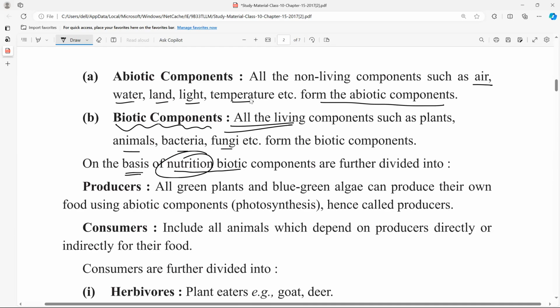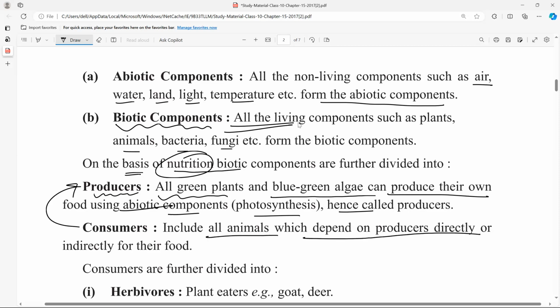One is the producers, which are all green plants and blue-green algae, which can produce their own food. They make food using abiotic components through photosynthesis. This means they obtain their food from non-living things, like carbon dioxide, water, and sunlight, using chlorophyll. So these are generally green plants that prepare their own food: producers. And consumers are those organisms that directly or indirectly depend on producers. The consumers include all animals, which depend on producers directly or indirectly.